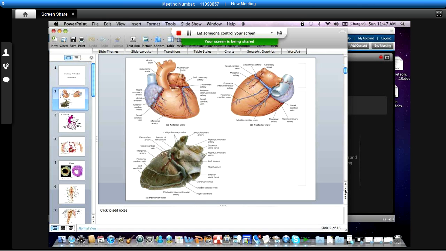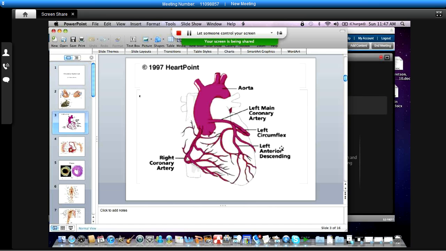Now, for the circulatory system, I do expect you to be able to identify the major coronary arteries: the left main artery, the left circumflex artery, the left anterior descending artery, and the right coronary artery. Notice that they both come off of the base. Both the left main artery and the right coronary artery come off of the base of the aorta.